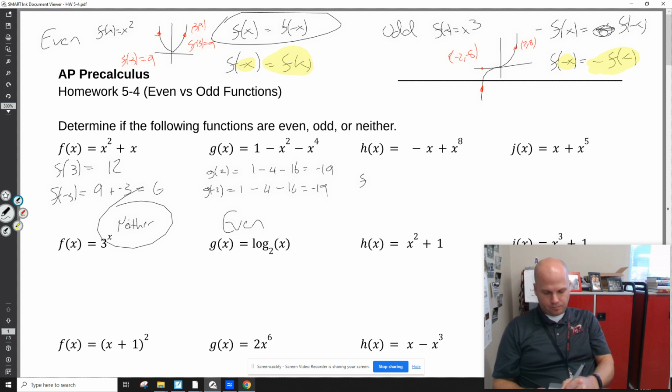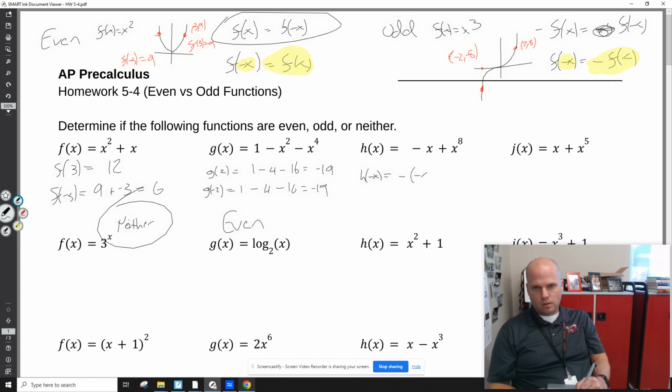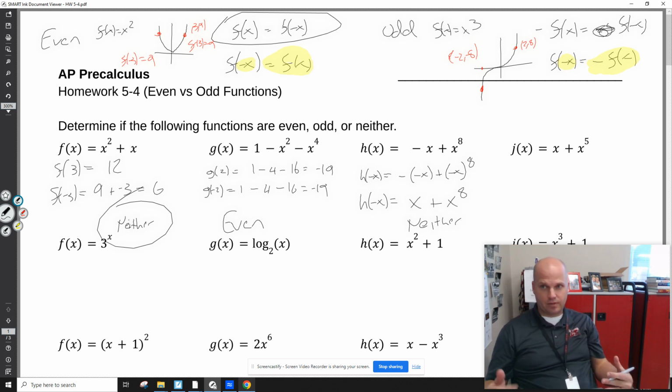How about this guy? For the rest of them, I'm just going to plow through. You guys can use numbers to double check. Okay, I see this is the opposite of this, but this is not the opposite of this. This is a neither. This is not an odd. This is not an even. It's not equal to it, and it's not the opposite of it. Okay? It's either equal to the original function or the opposite of the original function.